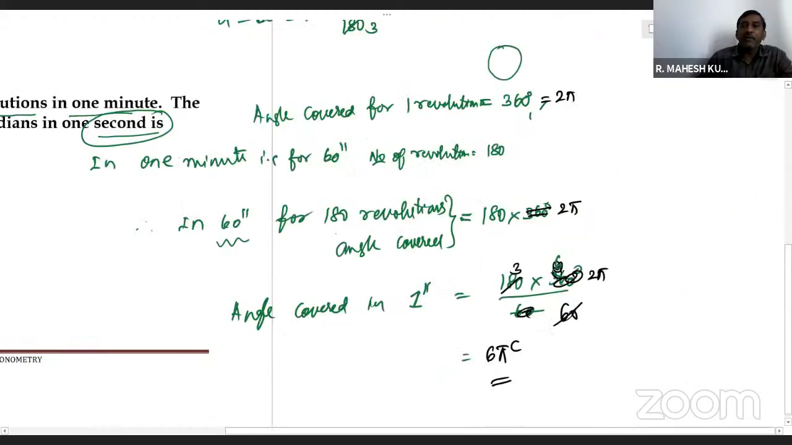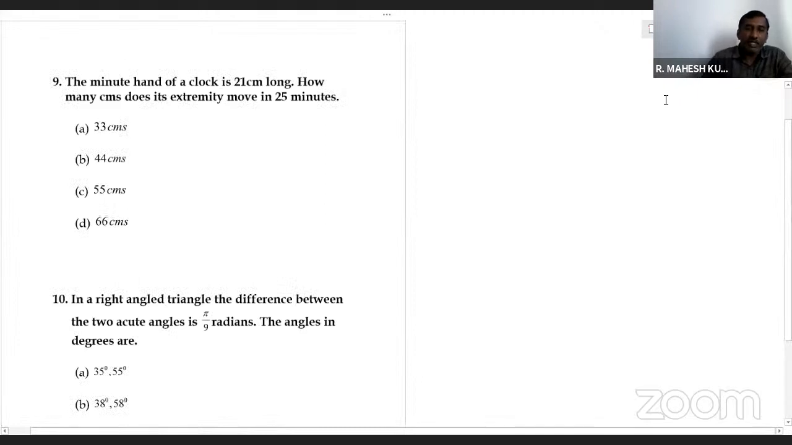Now look here, I will repeat this one. For one revolution, 2 pi angle is covered. So in 60 seconds for 180 revolutions, angle covered is 180 into 2 pi. So angle covered in 1 second is 180 into 2 pi divided by 60. When you solve that, the answer 6 pi radian comes, right? We'll go to the next question.